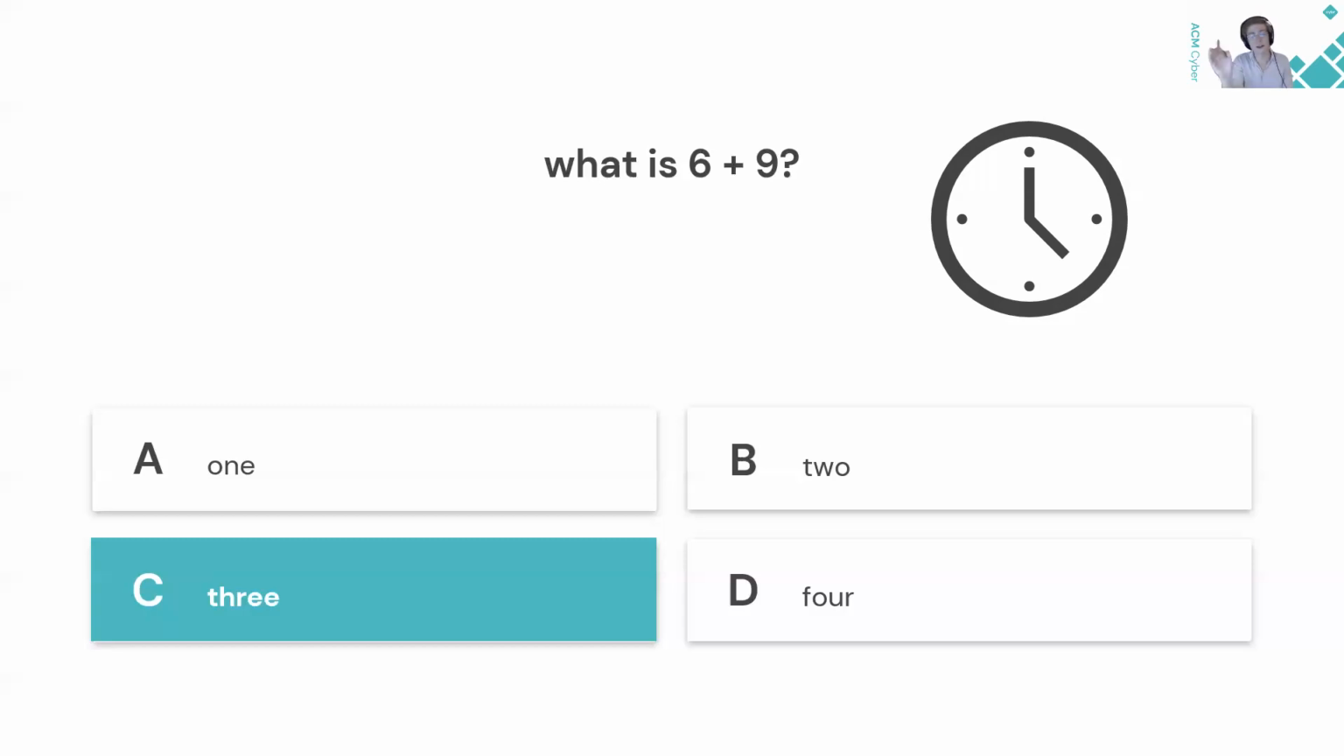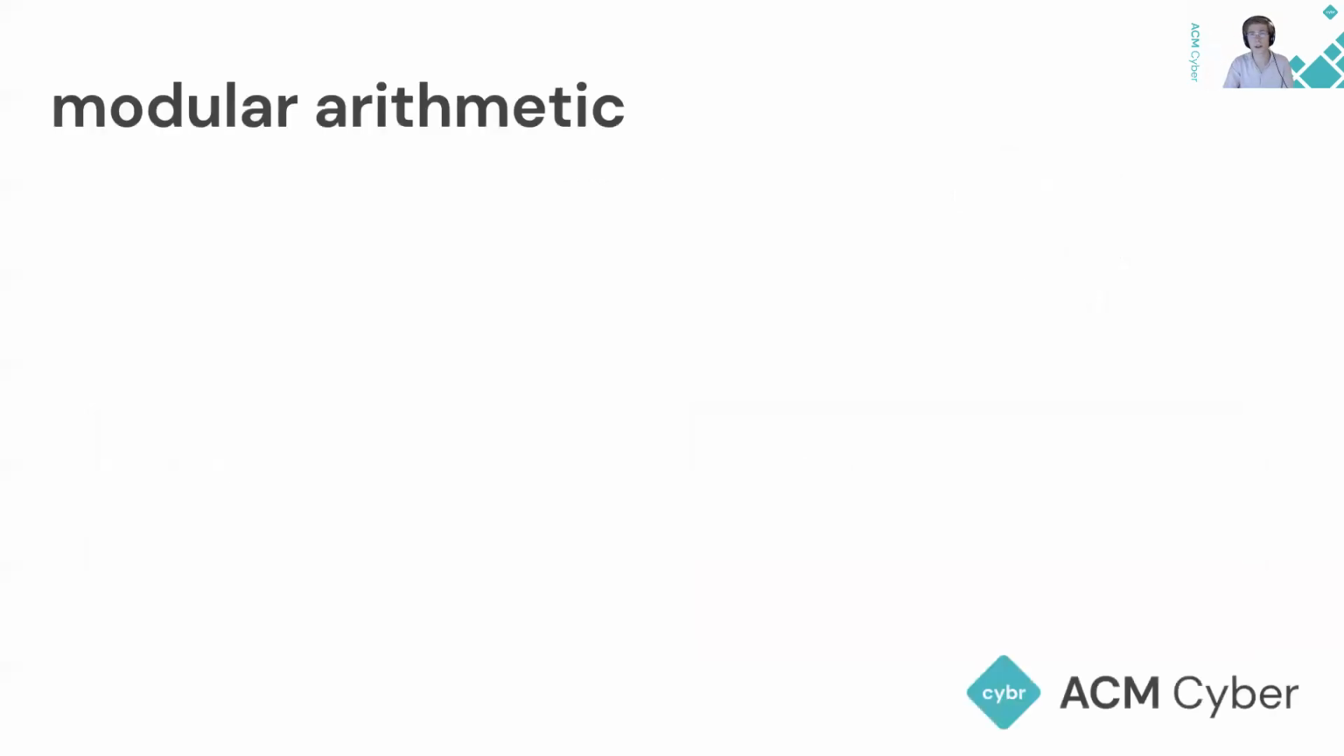But I use this all the time. If I go to bed at 6 and I need 9 hours of sleep, I wake up at 3. Although probably I wouldn't use that sleep schedule because that sounds awful. But you've definitely done this before, especially if you live in the US. This is modular arithmetic. This is all it is. Once you go fully around the clock, you're back to where you started.